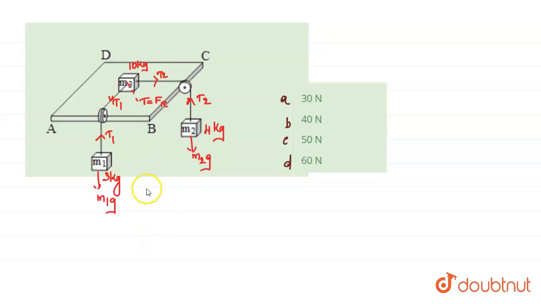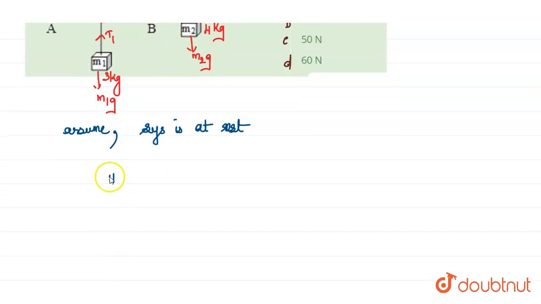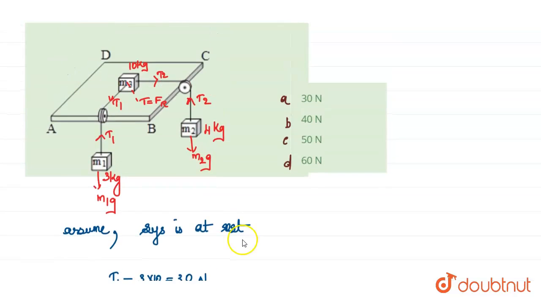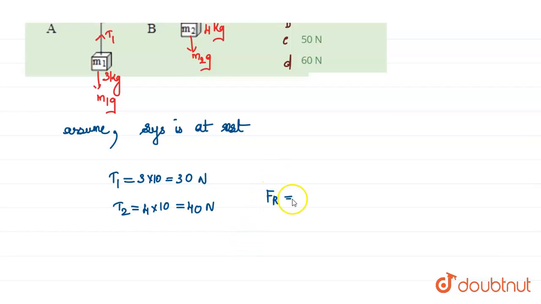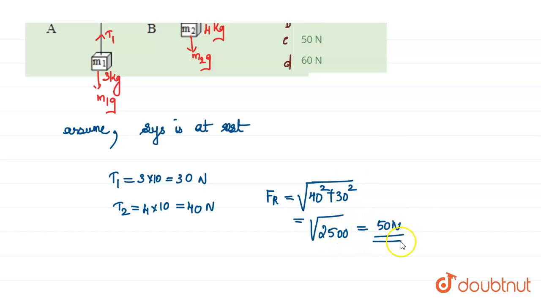First of all, we can assume that the system is at rest. Then T1 is equal to M1g, that is 3 into 10, which is 30 Newton, and T2 is equal to M2g, that is 4 into 10, which is 40 Newton. So what will be the resultant? Resultant force is equal to root of 40 square plus 30 square, which is root of 2500, that is 50 Newton. So the resultant force is 50 Newton.